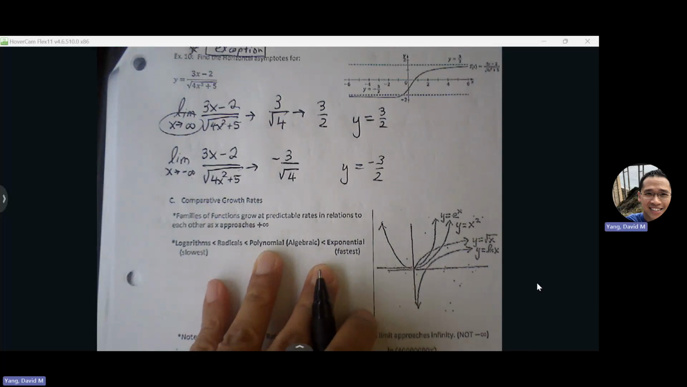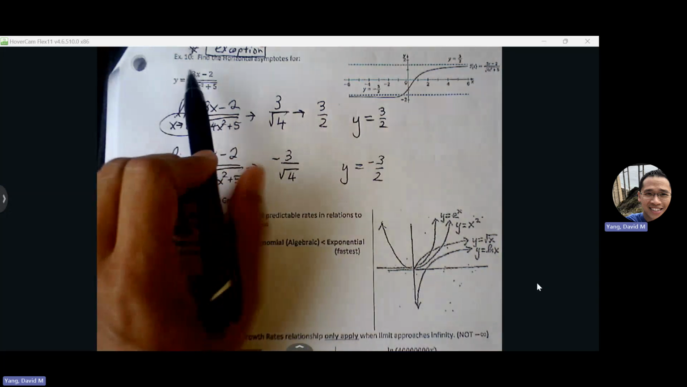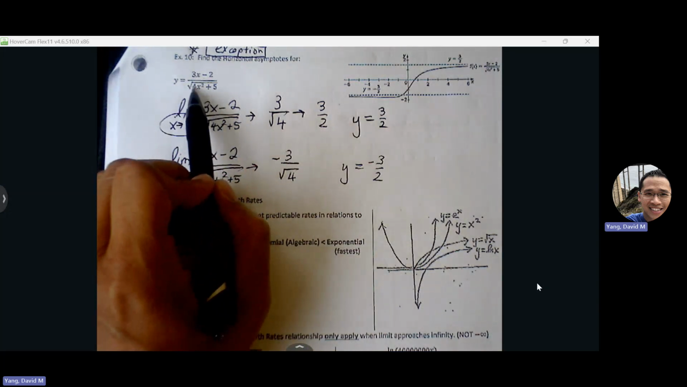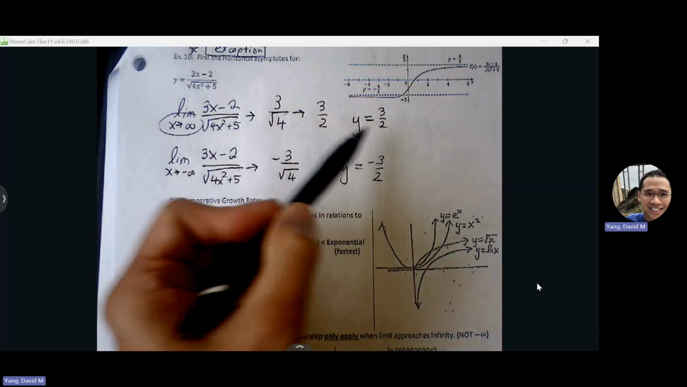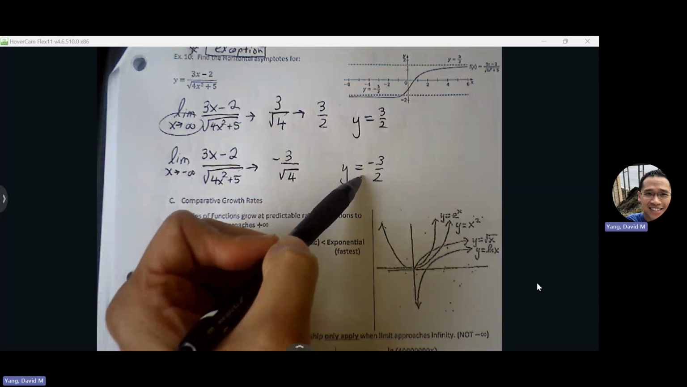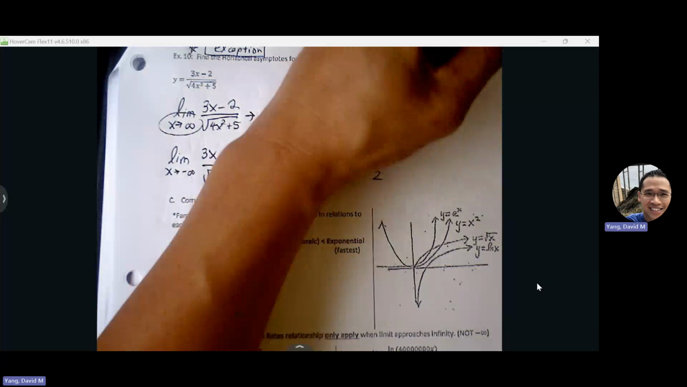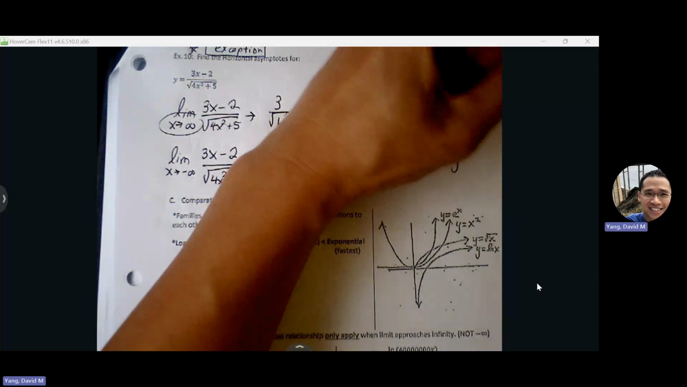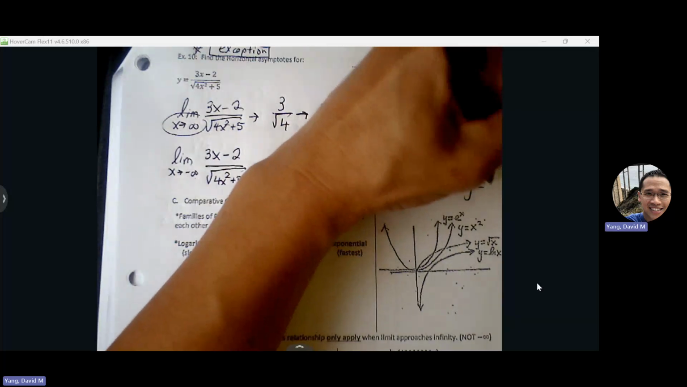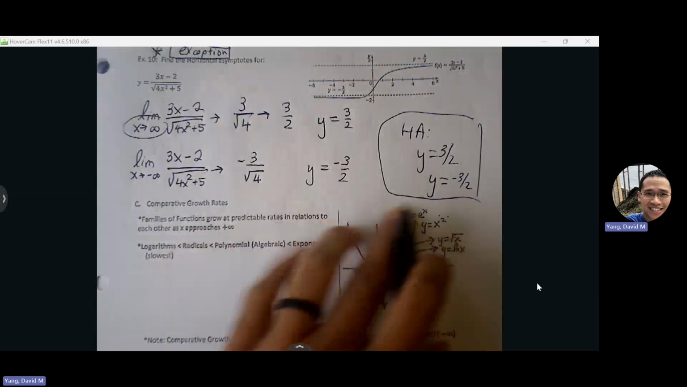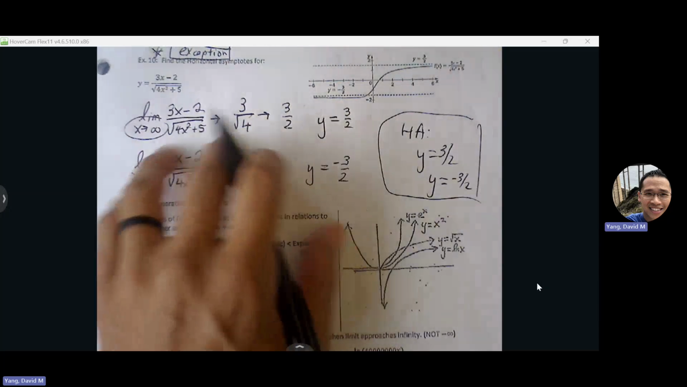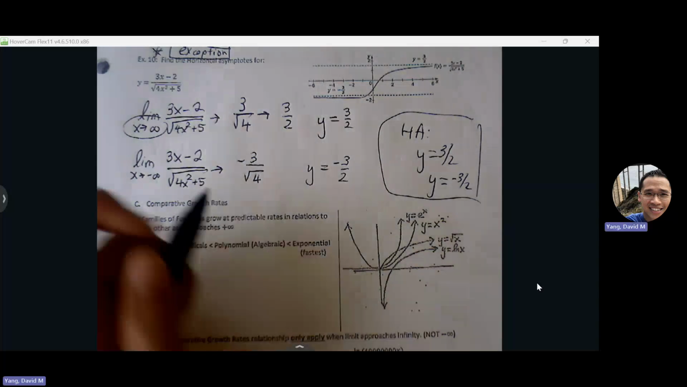So here's the short version. Whenever you see degrees matching, but one side has a radical, you can just find the ratio of the coefficients, and you know there's going to be a plus and minus. That's it. We have horizontal asymptotes at y equals 3/2 and y equals -3/2. This is the only time you're going to have two different horizontal asymptotes within the same function, depending on which direction you're headed.